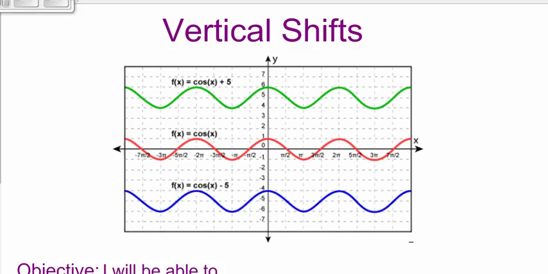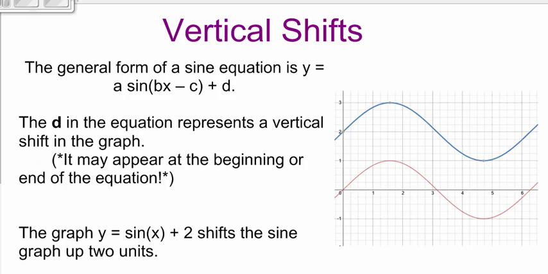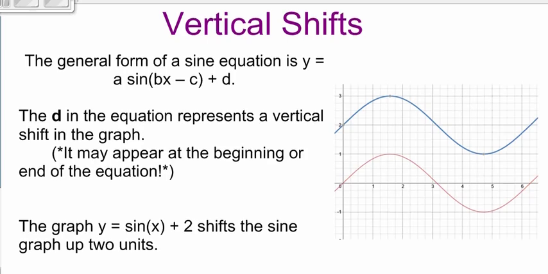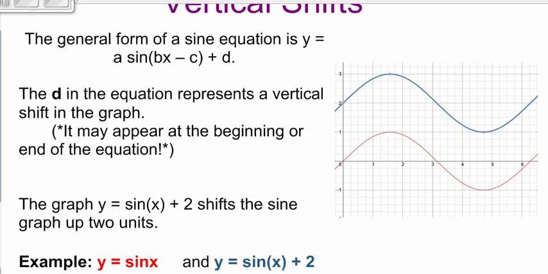Okay, so in this video, I'm going to be talking to you about vertical shifts, which is exactly what it sounds like. It's moving the graph up and down. So for our general form of our sine equation, it's going to be y equals A sine of (Bx minus C) plus D. We've already talked about A and B and C. You've got to still continue to find those. And now we're adding in that last piece of D.